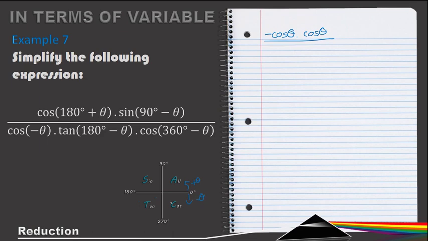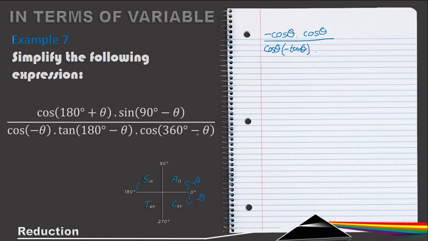So minus theta falls in the fourth quadrant, same as 360 minus theta. Then cos is positive in that quadrant, so it becomes just cos theta. And then for tan of 180 minus theta, 180 minus theta is in sine's quadrant, so tan is negative in that quadrant, so it's minus tan of theta.